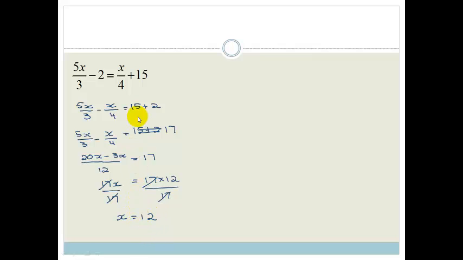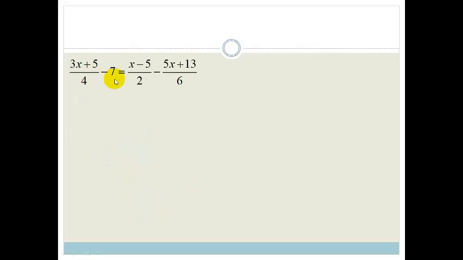Okay, so the trick here was that we got the x's onto the one side and everything without an x on the other side. We then got a common denominator. We worked out what our fraction was. We solved for x. Okay, let's look at another example.